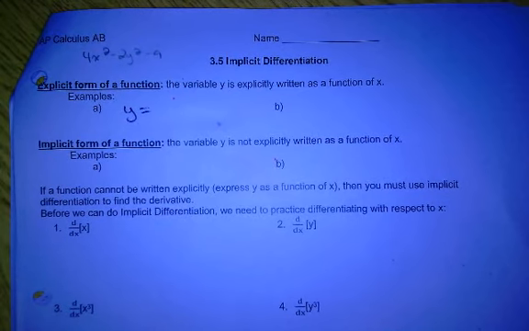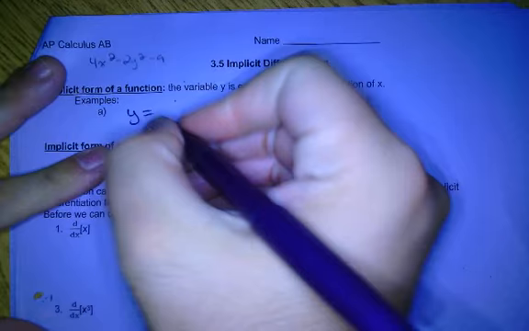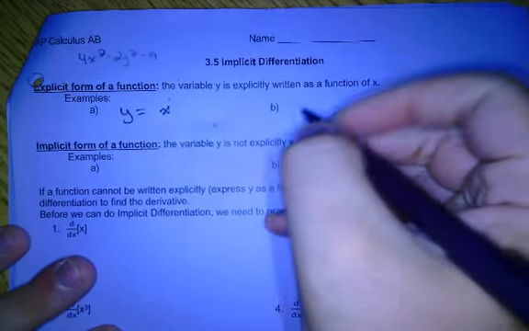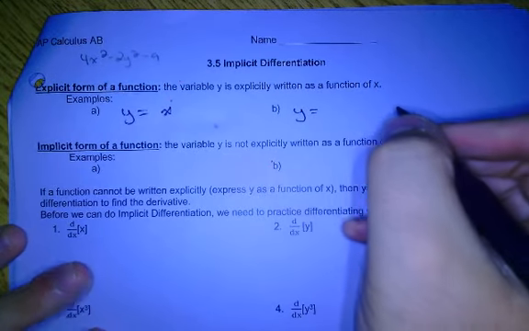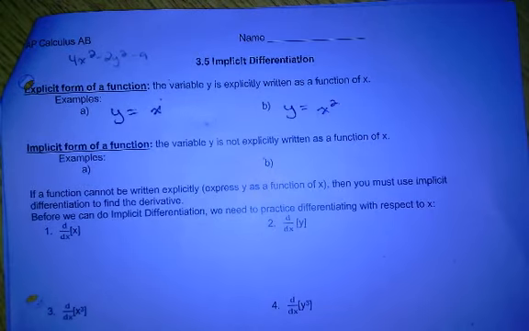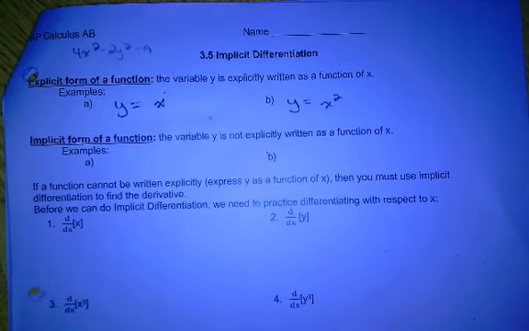I don't know, give me your favorite function. I don't care. X. Sure, x. That was really brilliant. What's another example of an explicit form? X squared. Okay. Alright. We can take those derivatives pretty easily.